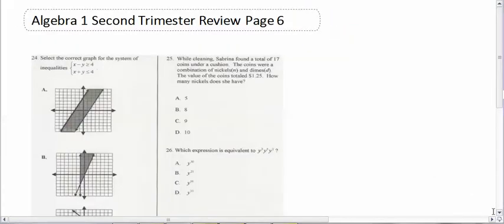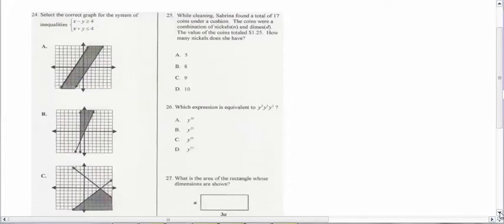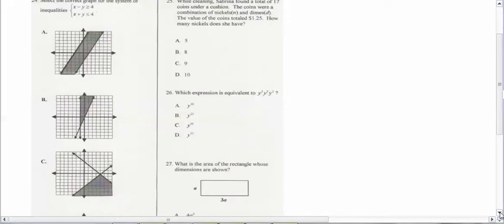Now on to the next page. We've got problem 24. Okay, select the graph of the systems of inequalities. Again, we need to find and put them in slope-intercept form. So I'm going to do some work over here so I have some space to work. Here's the first one. And I'm going to go ahead and do the second one. And then we'll work through it and put them in slope-intercept form.